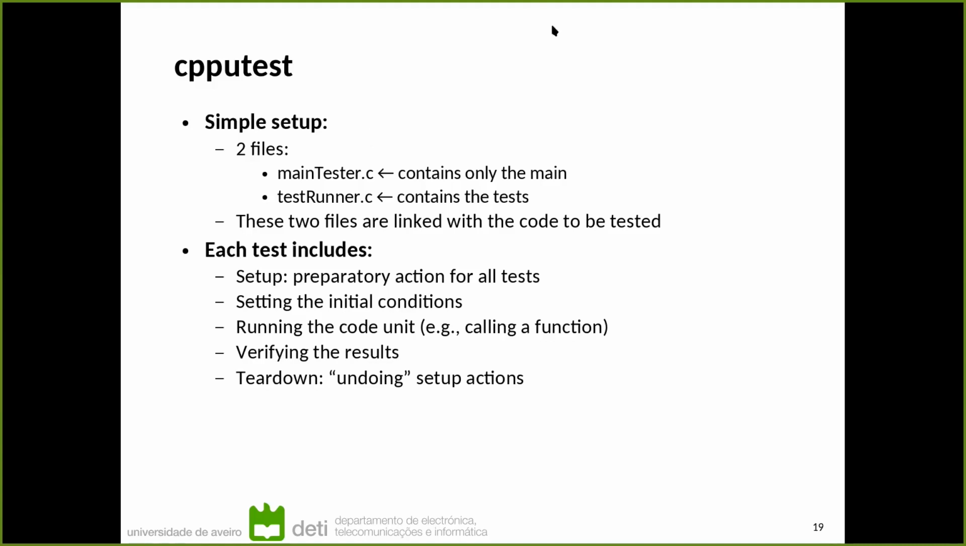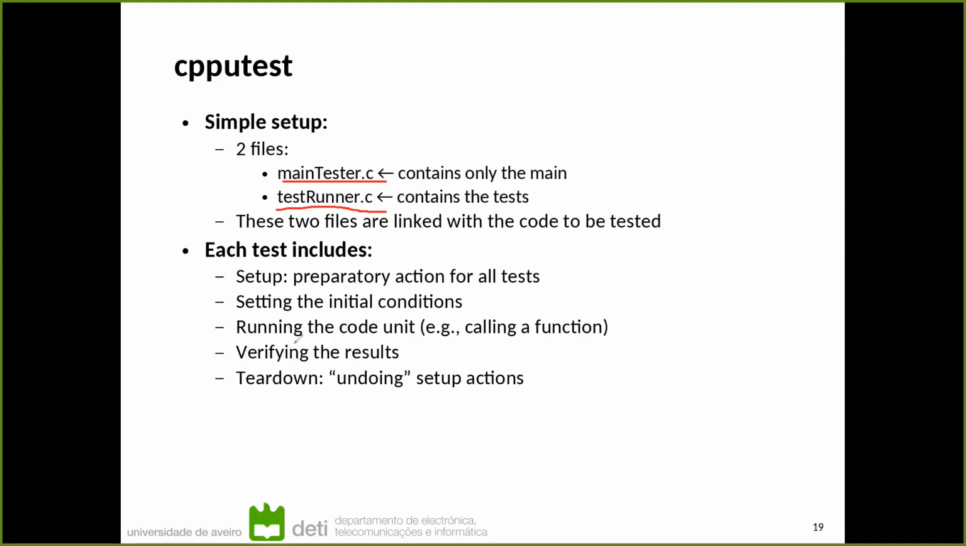The first one is the main file. It only serves to store the main of the C program, and then it will call all the tests, and we write all the tests in this test runner. And so these two files are linked with the code to be tested. And as we have seen, each test includes setting the initial conditions, running the code, calling a function, and then verifying the results.